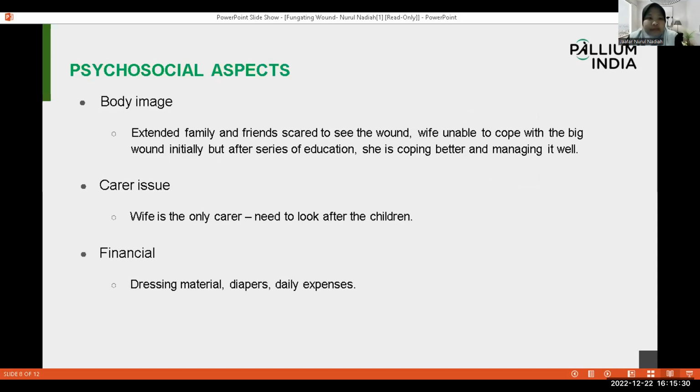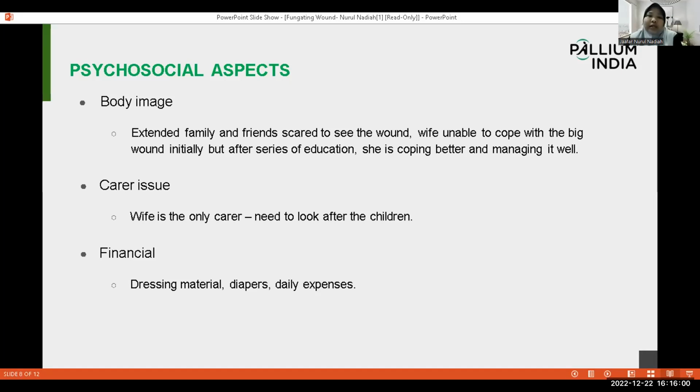Next. In terms of the psychosocial aspect, because of the large fungating wound at the neck, he has body image issues. The wound actually scares the family members and friends who are not used to seeing such a big wound. Initially, his wife was unable to cope with the big wound dressing, but after a series of education, she is coping better and can manage the dressing very well.